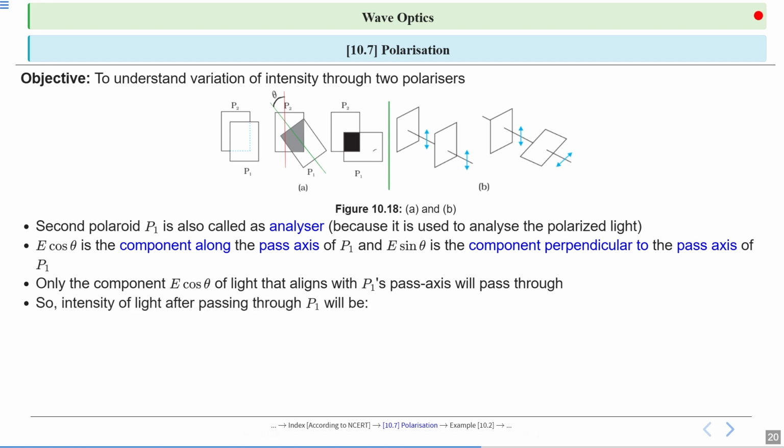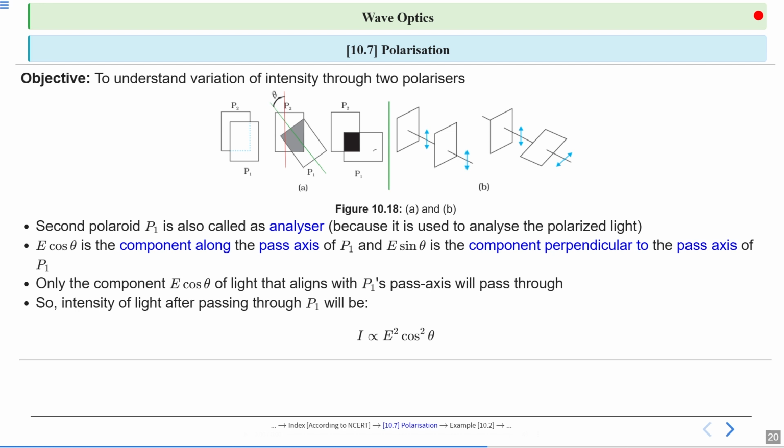So now let's consider the intensity of light after it passes through P1. The intensity is directly related to the component of the electric field that aligns with the pass axis. So what is the amplitude of light that passes through P1? It is E cos theta. E sin theta is blocked. So the amplitude of light transmitted through P1 is E cos theta.